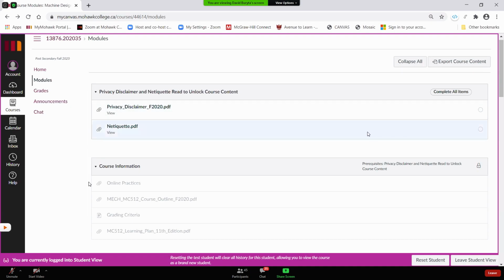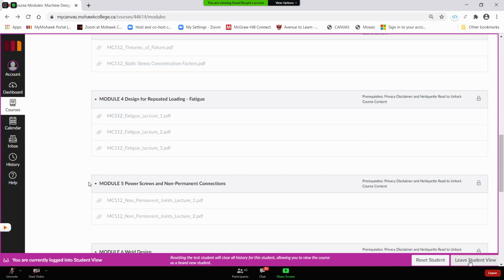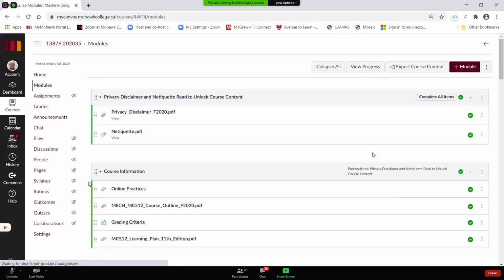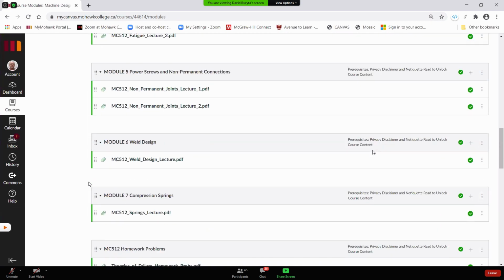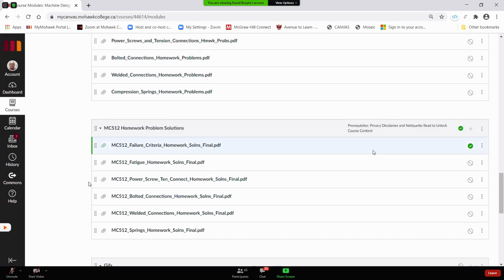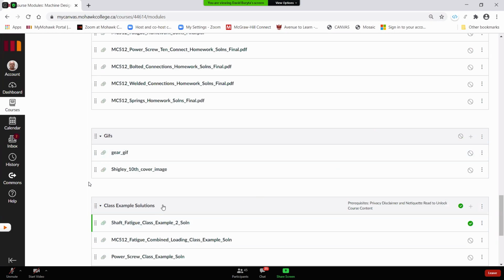Anyways, I'll get out of the student view. If you go down to the bottom, you'll see class example solutions, and you'll see this is the one that we're doing today. It's there for you. Everybody, is anybody in Canvas? Can they see that? Okay, good.